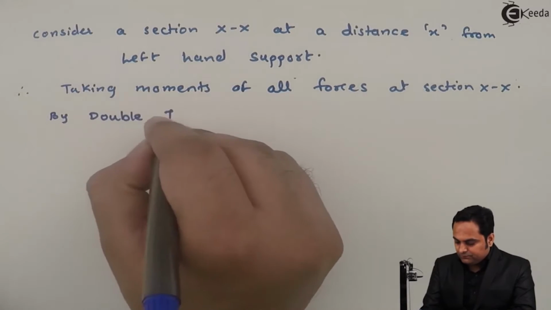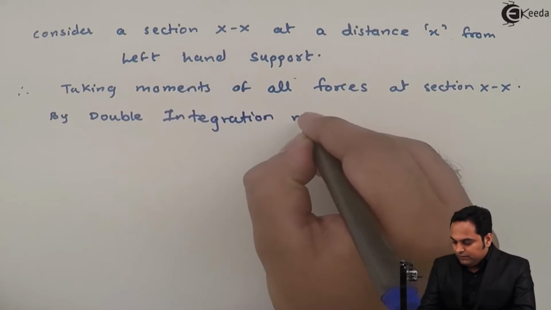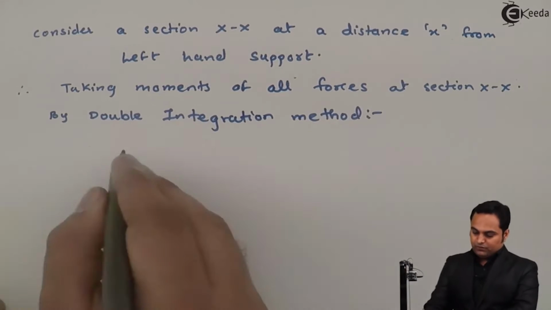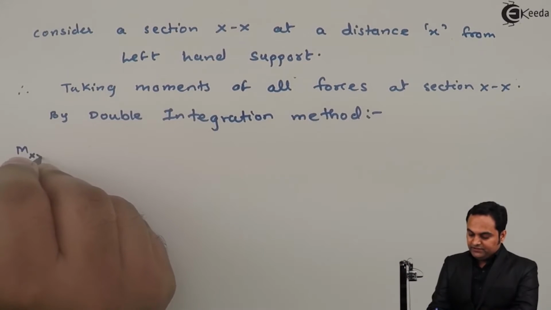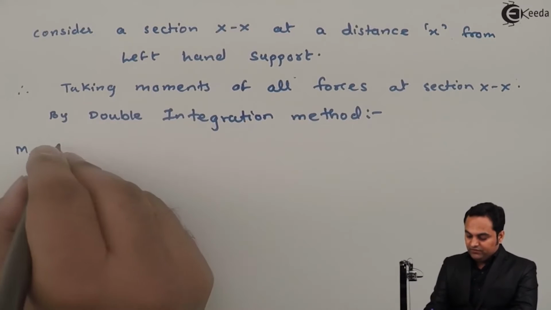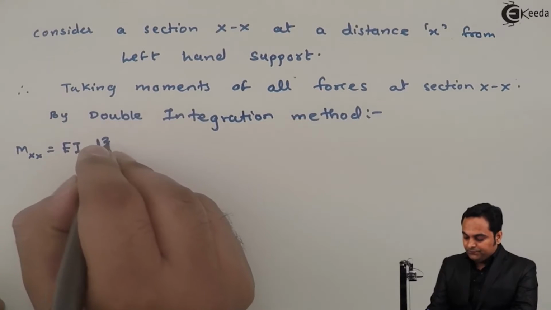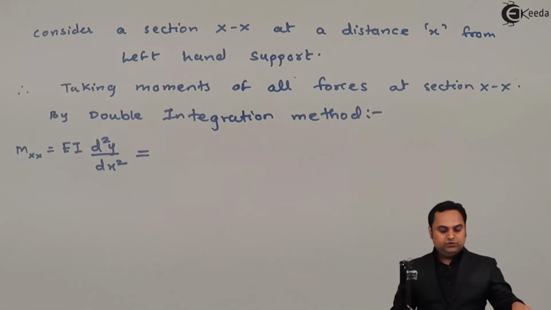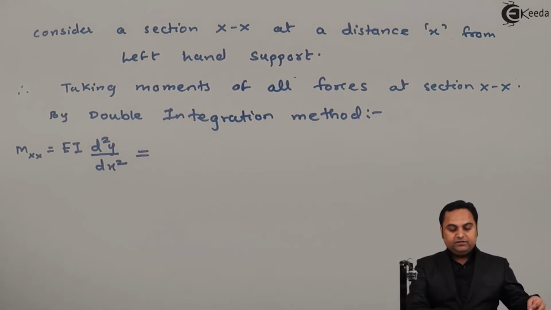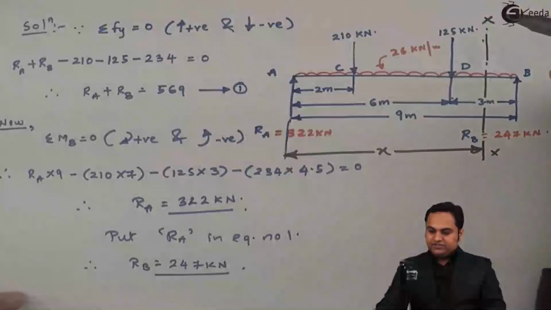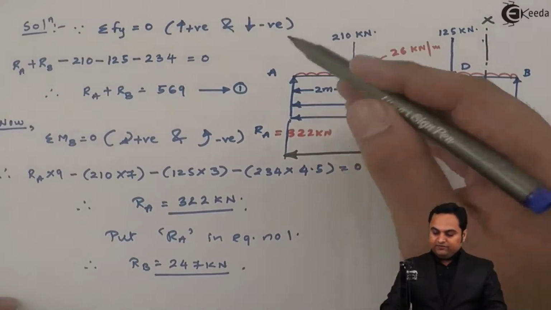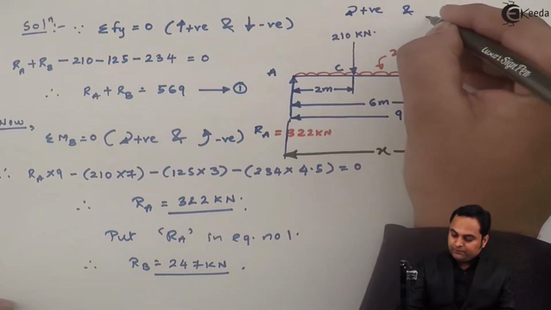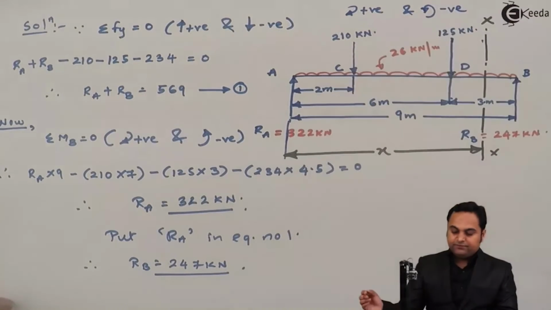integration method, and many a times the double integration method is also called Macaulay's method. So the moment at section XX is given by EI d square y by dx square, and that is equal to, now here when I am taking the moment at section XX, I will consider all clockwise moments as positive and anti-clockwise moments as negative.